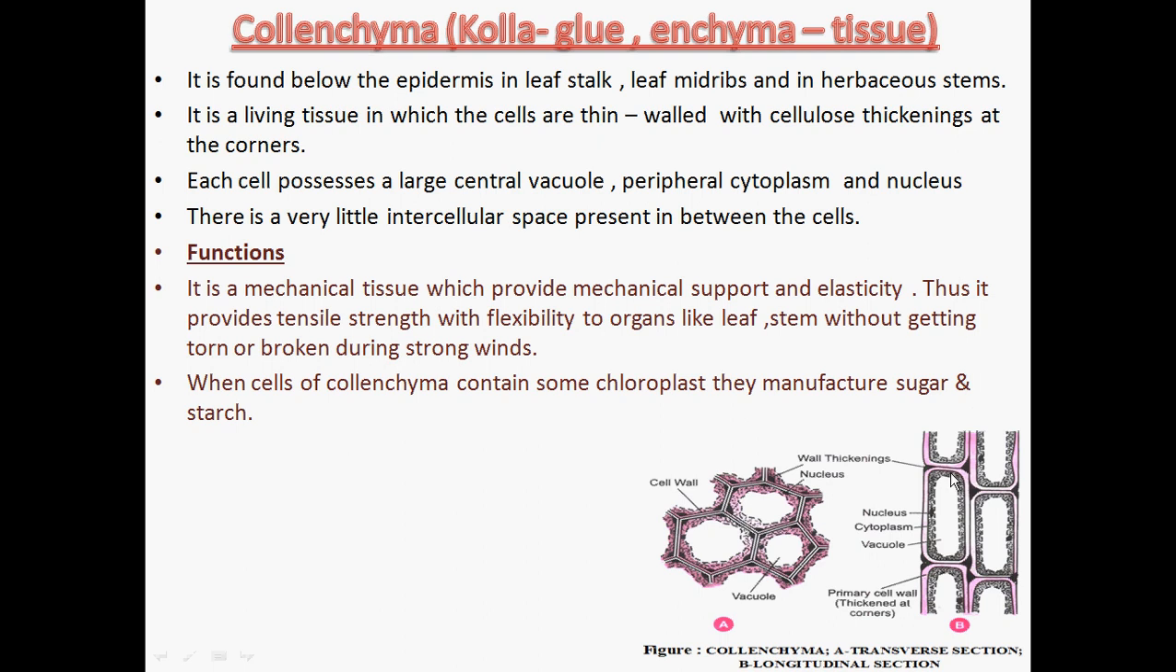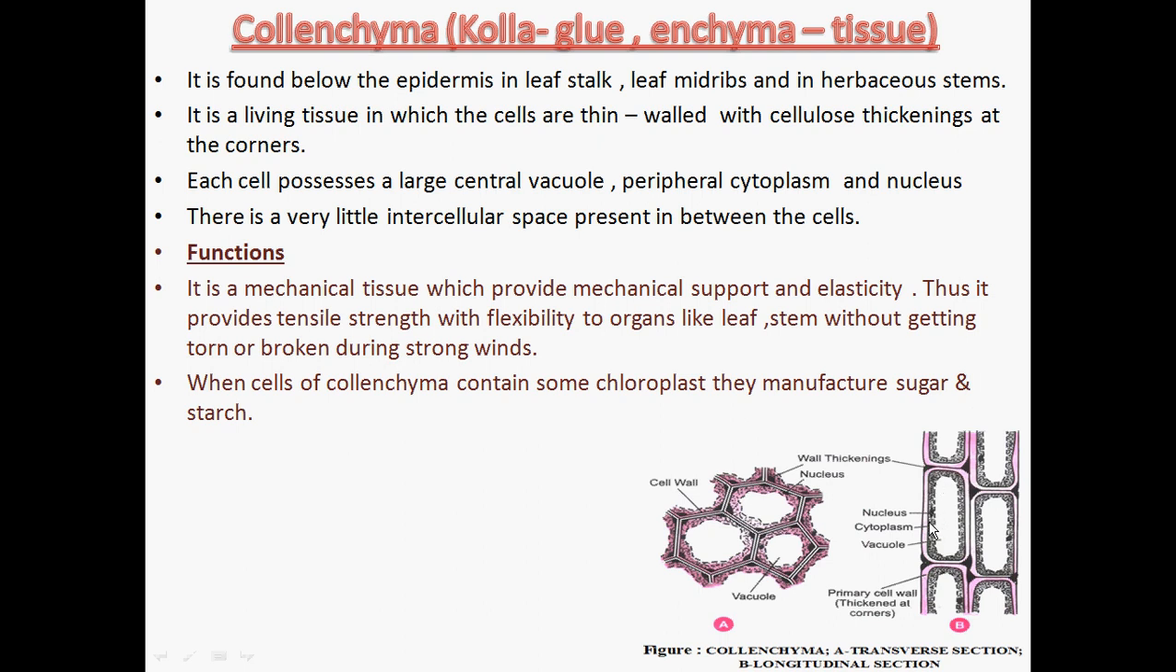As in the case of parenchyma, you can see most of the functions, most of the characteristics of the parenchyma and collenchyma are the same, slightly different. So you can see in the middle there is a large central vacuole, and they also contain a peripheral cytoplasm. That means the cytoplasm is at the periphery, and the nucleus is also at the periphery.